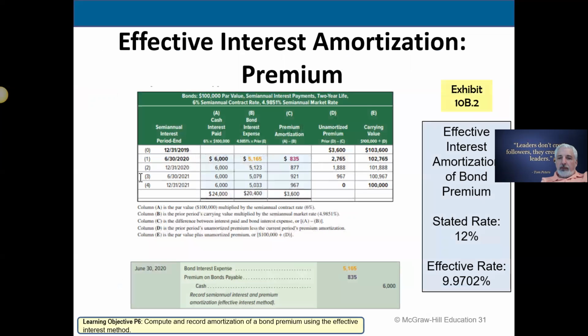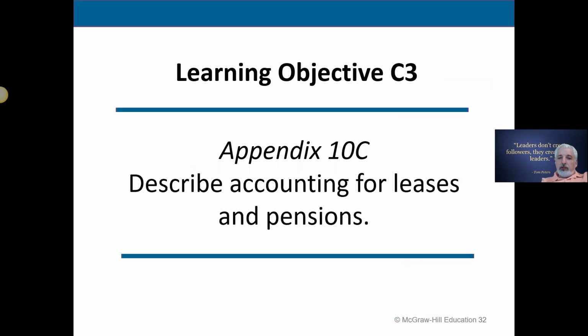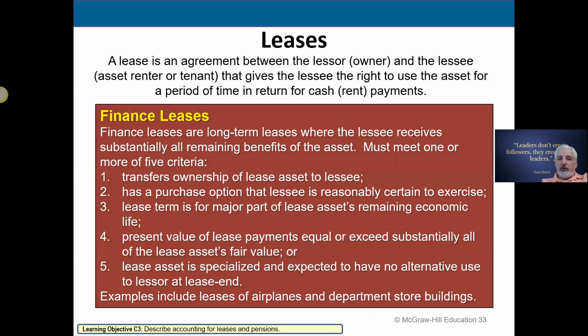And then premium, same kind of thing. You take a percentage based on the carrying value. So the cash paid is different from the interest expense, because interest expense combined with the premium amortization is your total cash paid. So the interest expense is calculated. The journal entry has these three line items on it, and that's how it gets flowed. That's how it goes through. And finally, I'll talk about leases and pensions just a wee bit.